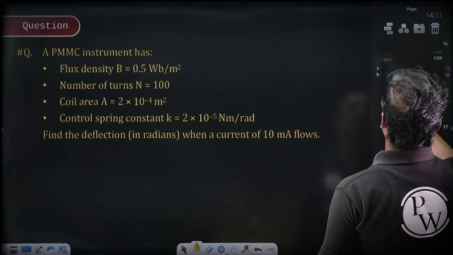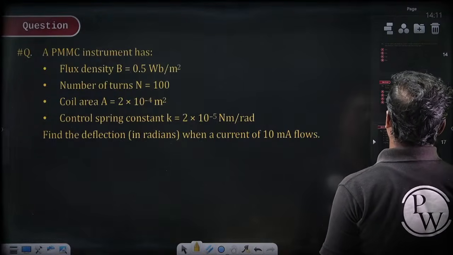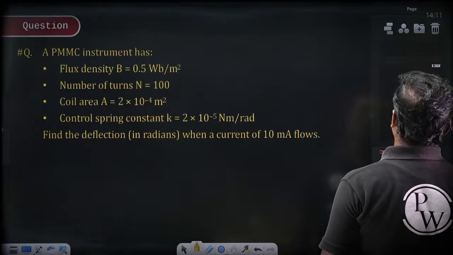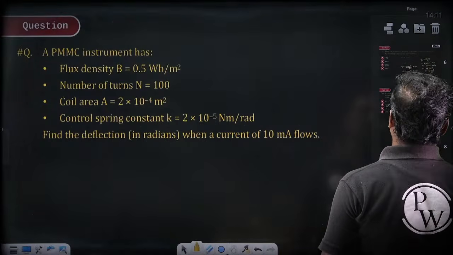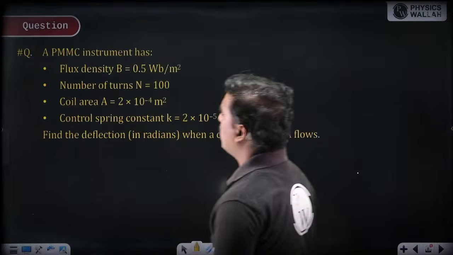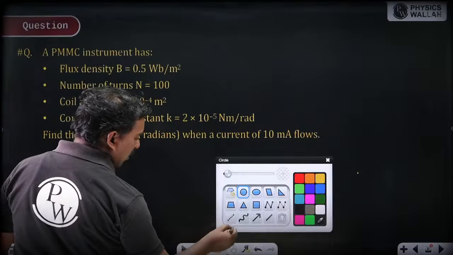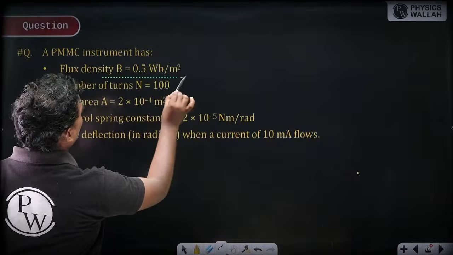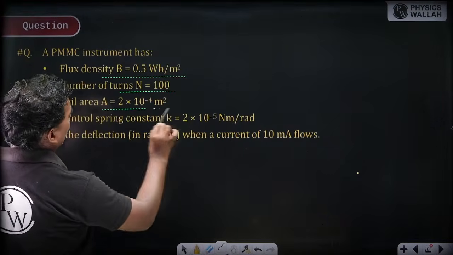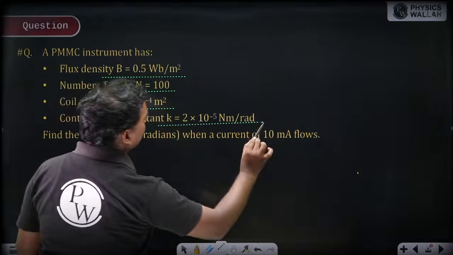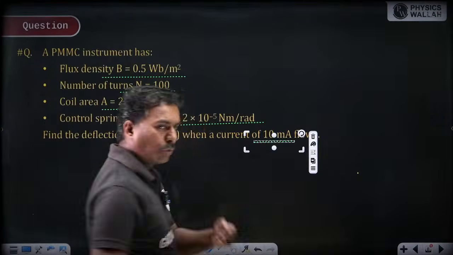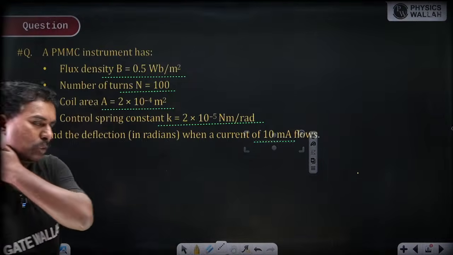Answer this question. A PMMC instrument has flux density 0.5 Weber per meter square, number of turns is 100, coil area is this, control spring constant is this. Find the deflection when a current of 10 milliamperes flows. So how to answer this question?